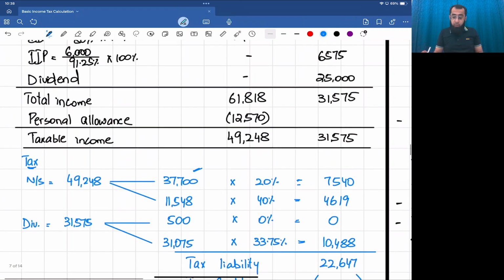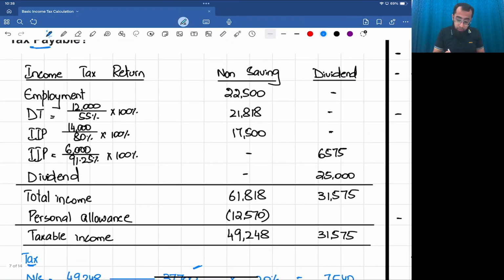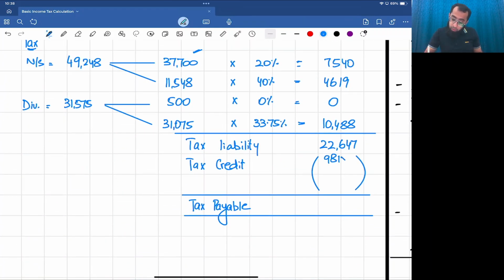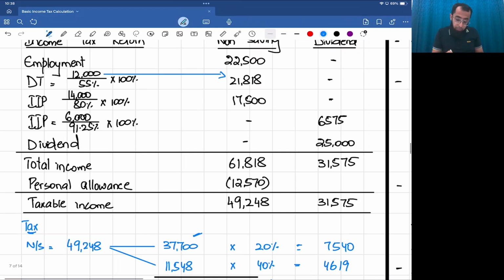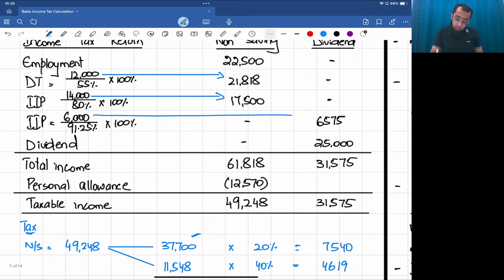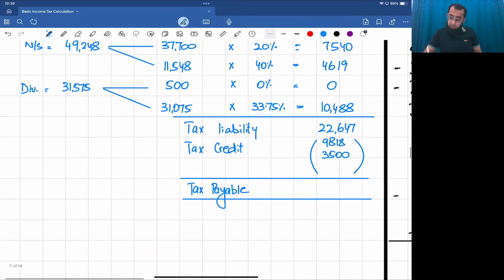So there were multiple tax credits in this question. Discretionary trust, 12,000 to 21818. I believe it's 9818 for the discretionary trust. For IIP, 14,000 to 17,500. So it's 3,500. And 6,000 to 6,575. So it's very much clear, it's 575, which was grossed.